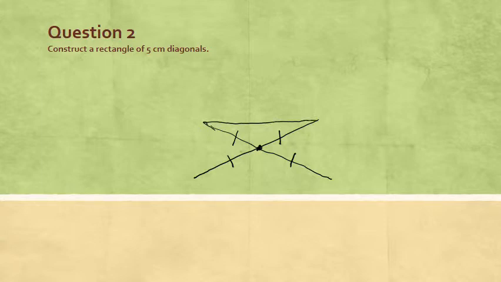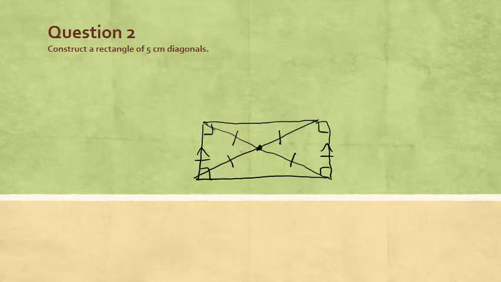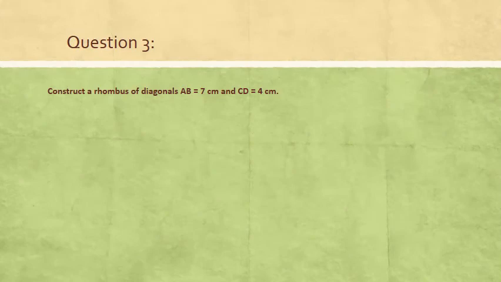Second, the angles: we have 4 right angles in a rectangle. And opposite sides are parallel and equal. This is equal to this, and this is parallel to this. So we should be using a set square and a graduated ruler. Okay.